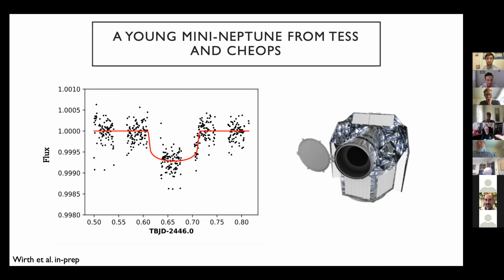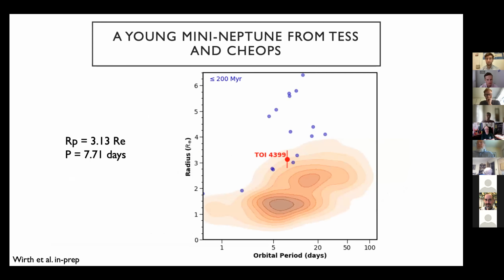So that's awesome. And now we can see that the planet is about 3 Earth radii and a 7.71 day period, and lies here against the California Kepler Survey of planets. Highlighted on this plot in blue are planets with ages less than 200 megayears. And we can see we have a dozen or so small young planets that we have detected so far.